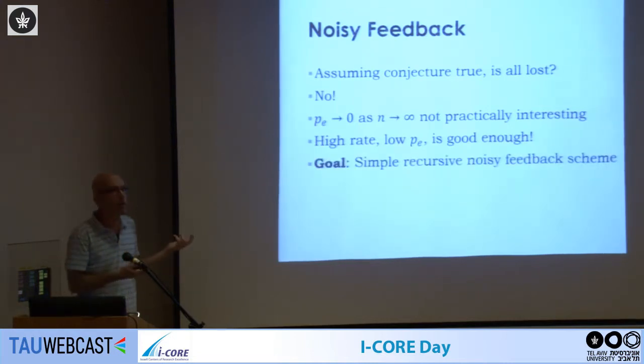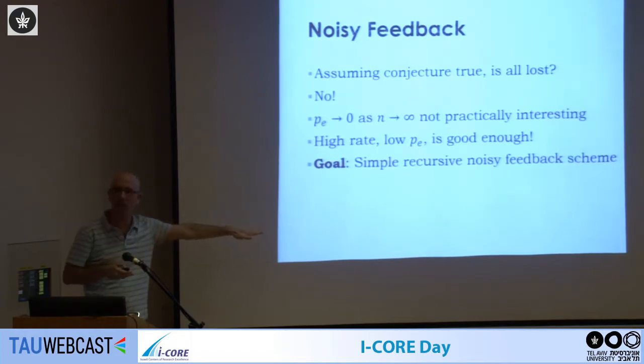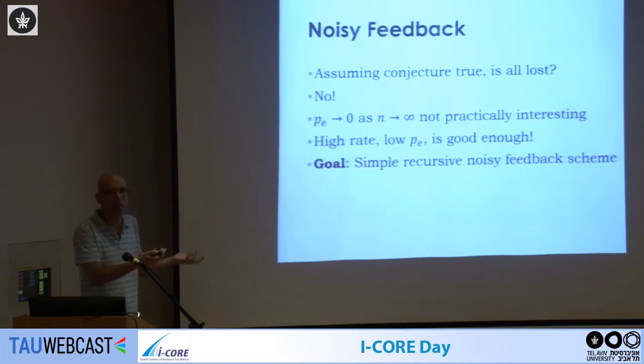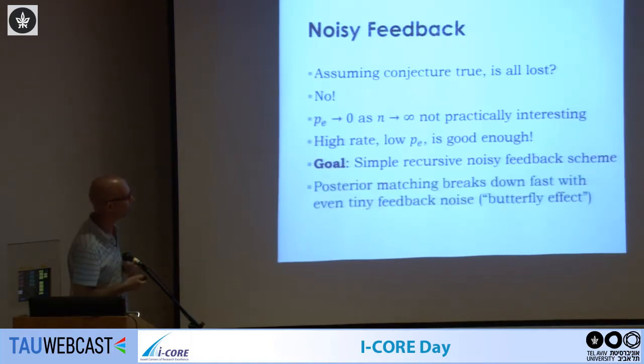So the goal would be not to achieve any rate with arbitrarily low error probability, but to actually come up with simple recursive schemes of the nature that we discussed that would just work well, okay? It would be close to capacity, it would have a reasonable error probability, let's say 10 to the minus 8, whatever. Something that everybody is happy with, and it would be simple to encode, simple to decode.